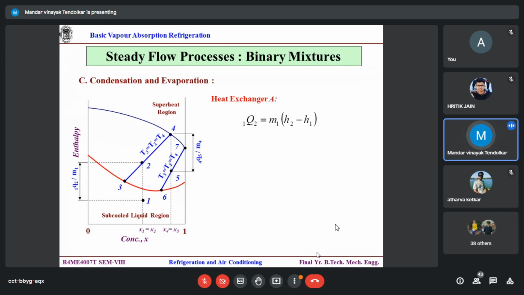Okay, so heat exchanger A, where you are adding the heat, so Q1,2 will be M1, or whatever, M basically into H2 minus H1.